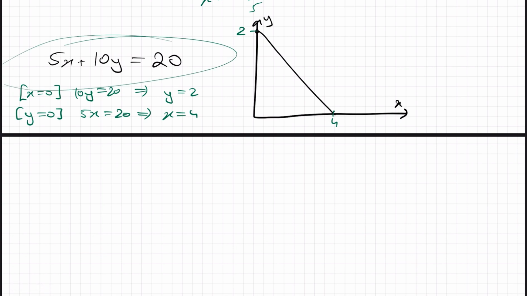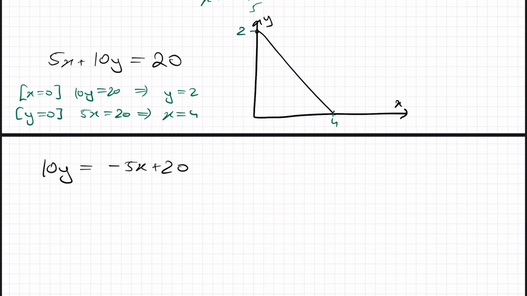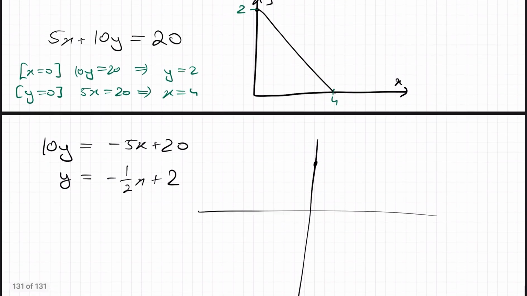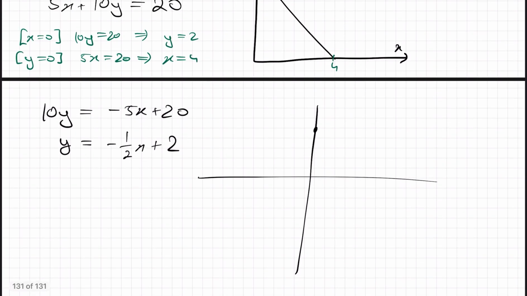Let me just show you what this equation would look like in the form we discussed earlier. First of all, we'd move the 5x to the other side, and then we'd divide everything by 10, just like this. And you can see this is going to make the same line. It has a y-intercept at 2, comes down at a relatively unsteep gradient, and we know this is 4 from working it out.